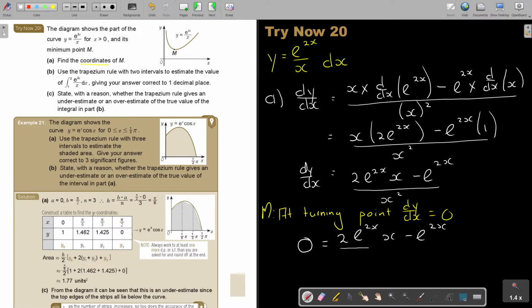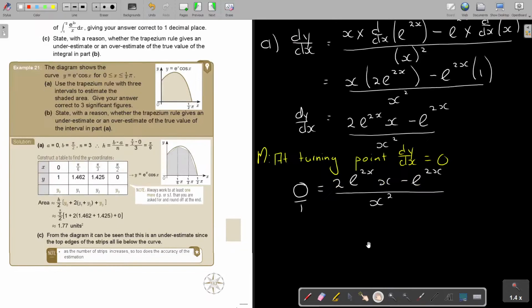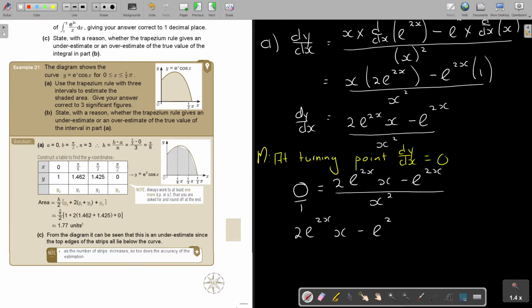Now, usually this is almost like a tangent parallel to the x-axis, where you make the numerator equal to 0. But you see it if you do this. If you cross multiply, you're going to get 2e^2x x minus e to the power 2x, just the numerator, and that will be equal to 0. Same as a tangent parallel to the x-axis. Okay, now I'm going to take out just e to the power of 2x. So e to the power of 2x, then this is going to be 2x minus 1, and that's 0.